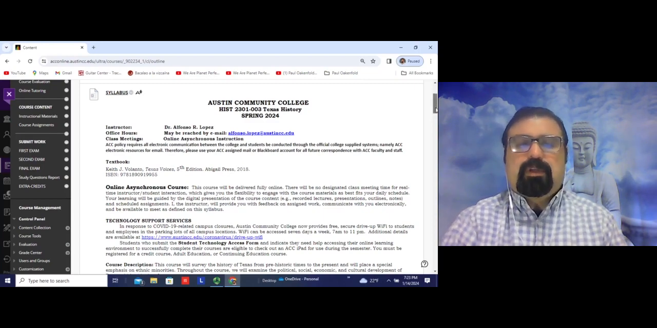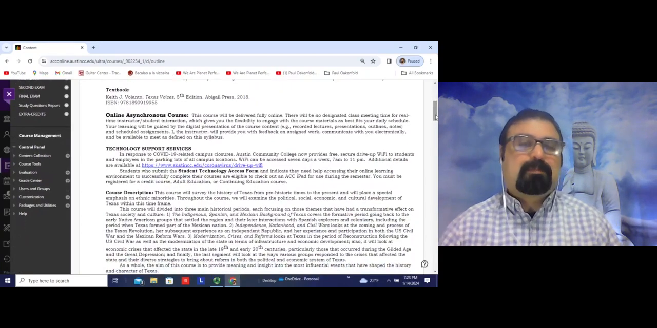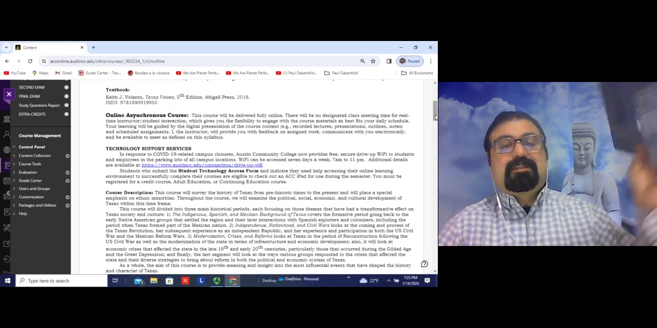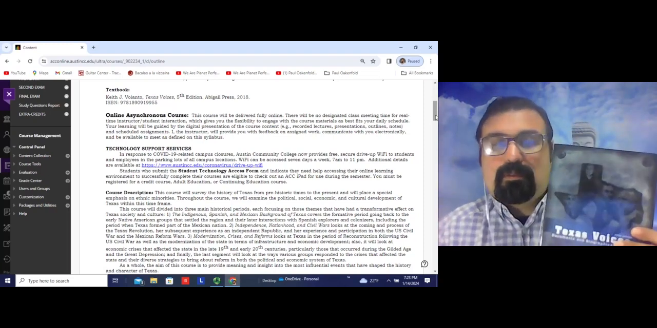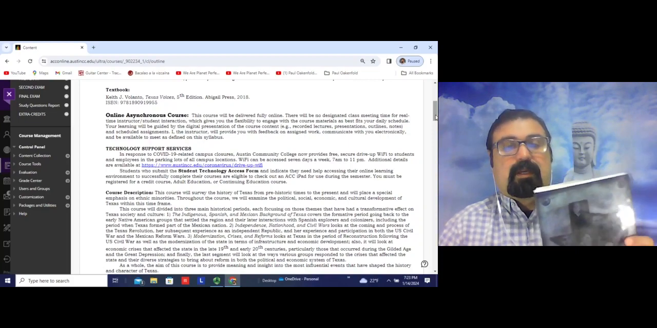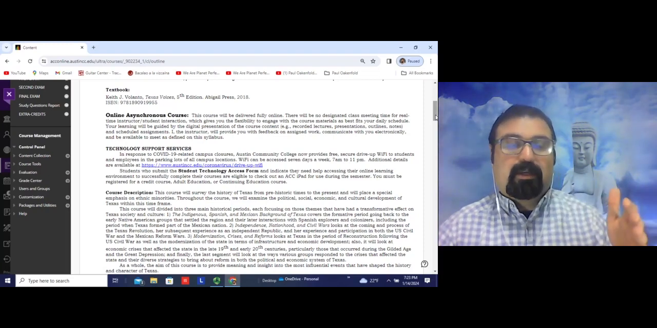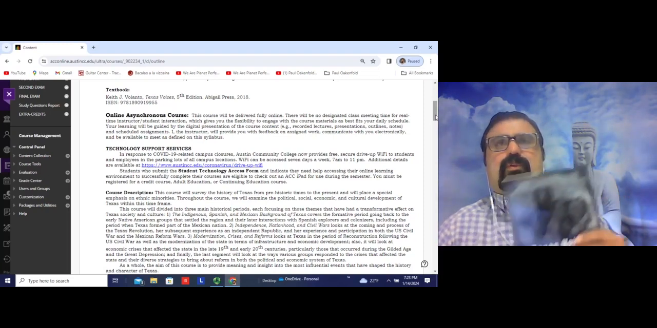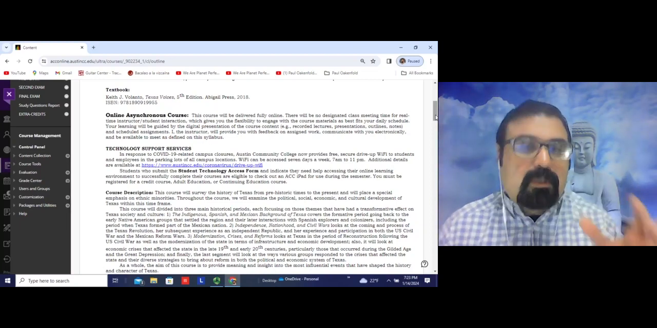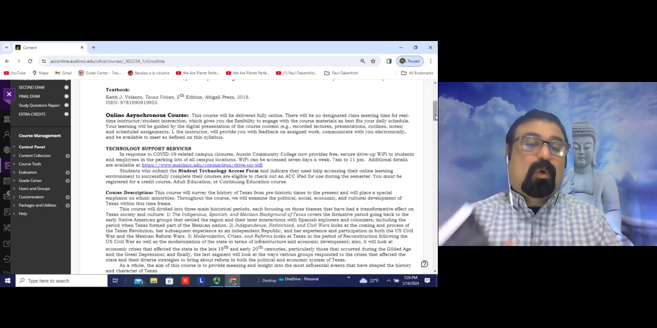All right. So in terms of textbook, there will be one textbook that will be required for this course, and this is the textbook by Keith Volanto. It's called Texas Voices, the 5th edition. It is very important that you obtain the 5th edition and not any earlier edition, because the reason you're going to be needing this book is to complete an assignment that is due at the end of the semester. This is why you're going to need this book.